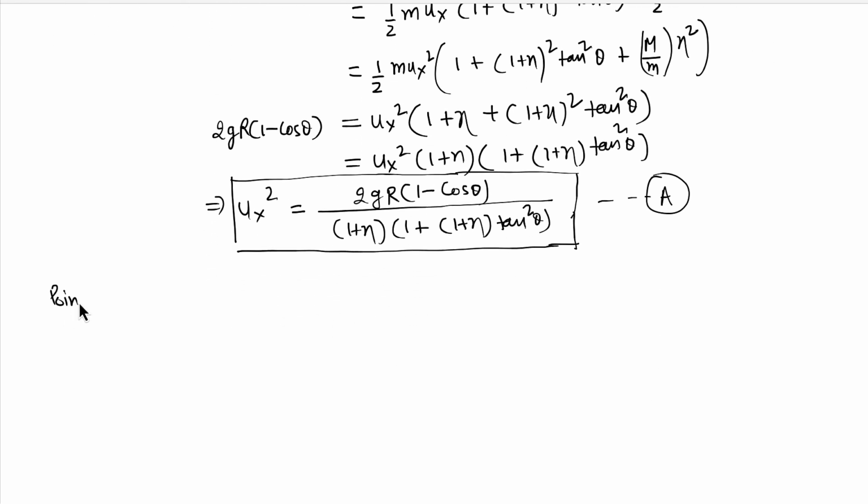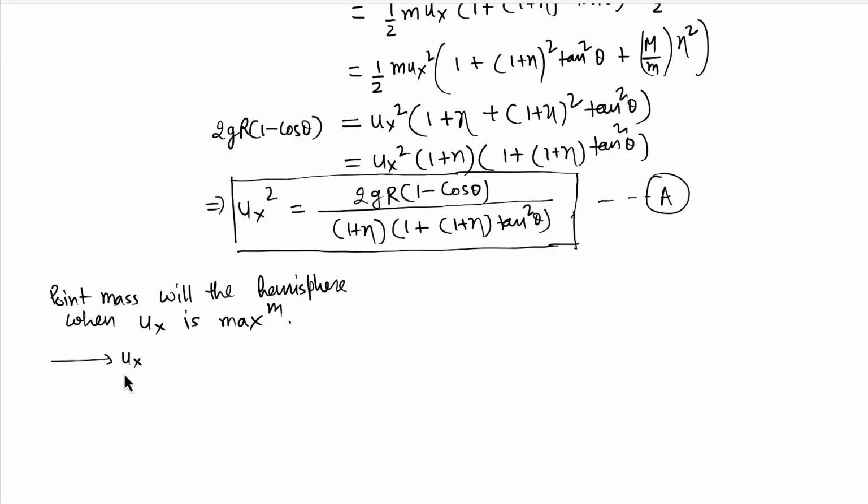Point mass will leave the hemisphere when ux is maximum. Okay, right? Because ux is the velocity in this direction. So when this is maximum, at that point in time, it will leave the hemisphere. So one way to solve this problem is differentiate the ux with respect to theta and then put that to 0 and find theta. Okay. So this is one approach which I leave to you as an exercise. You can do it.